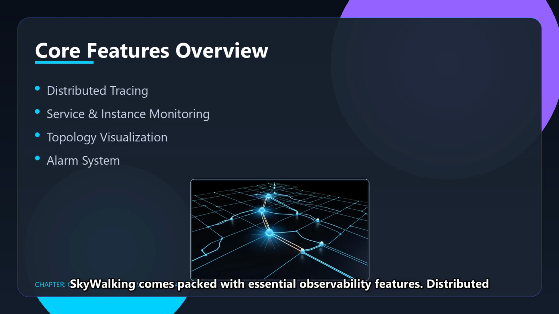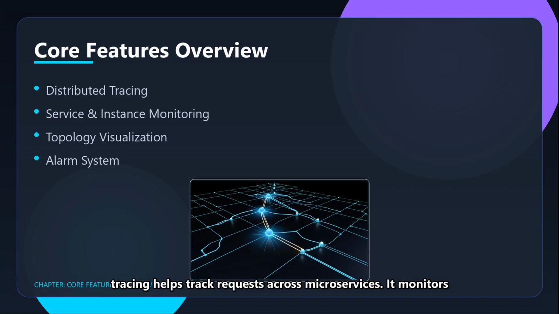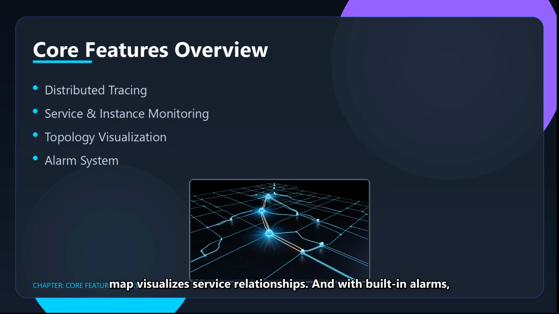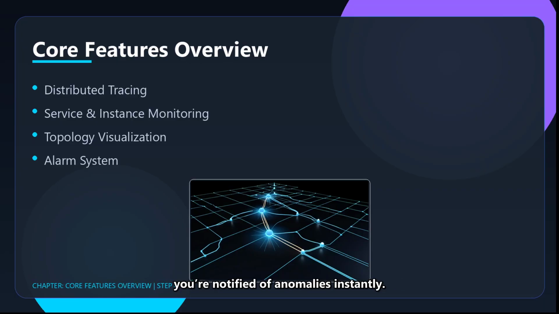SkyWalking comes packed with essential observability features. Distributed tracing helps track requests across microservices. It monitors service and instance health in real time. The topology map visualizes service relationships. And with built-in alarms, you're notified of anomalies instantly.